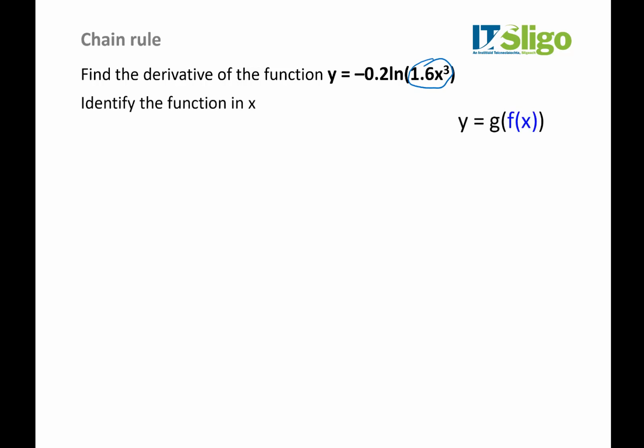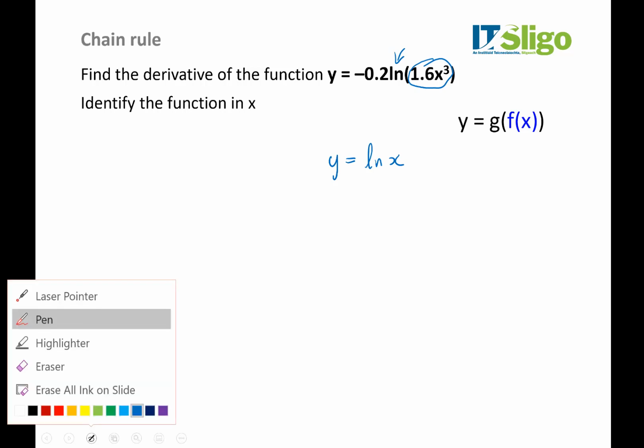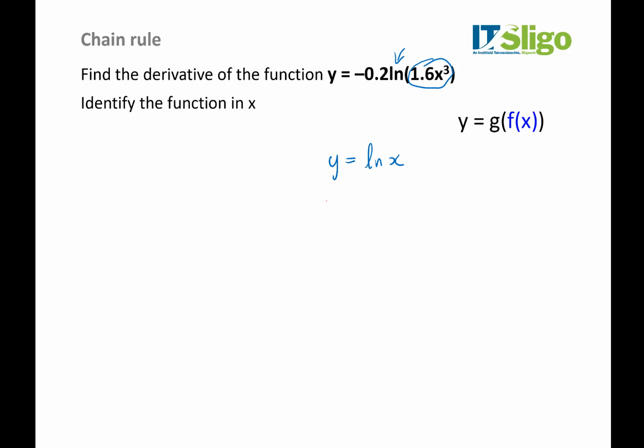Next step, differentiate the outer function. So we're differentiating natural log, remember, and it's on the first page. If y is equal to ln x, its derivative dy dx is 1 over x. So we've identified the function in x, and now we're going to differentiate this bit. The constant still stays, so the minus 0.2 is going to be in our answer. That stays.